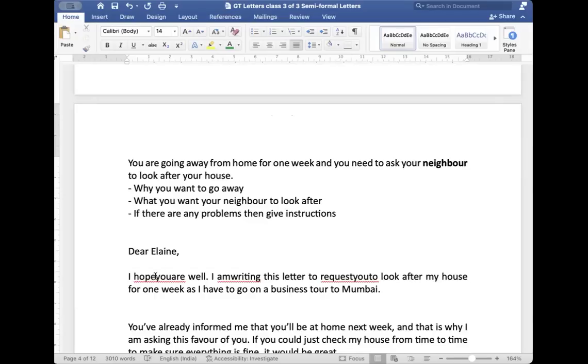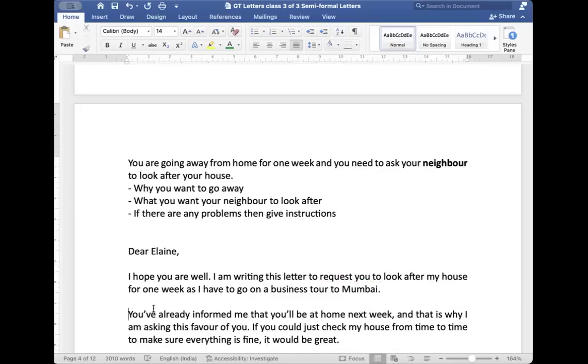So in a semi-formal letter also, you start like this. I hope you are well. I am writing this letter to request you to look after my house for 1 week as I have to go on a business tour to Mumbai.